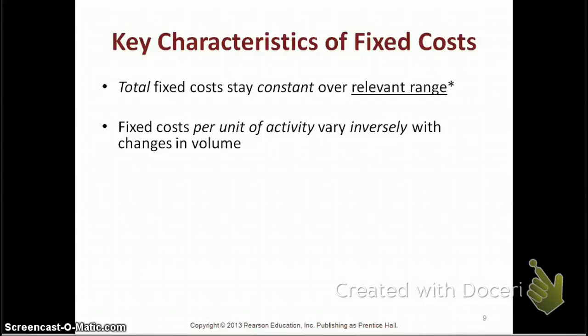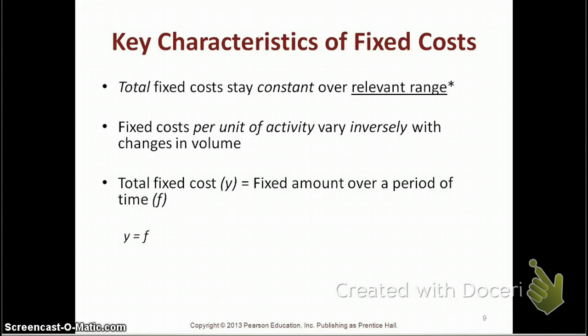Our cost equation for fixed cost is simply y equals f. It doesn't matter what your volume is, your fixed costs are going to remain constant over your relevant range. What is the relevant range? Think of relevant range as the normal operating range of activity for now. And we're going to talk about relevant range in a little bit.